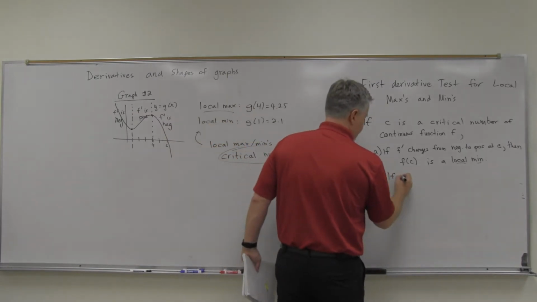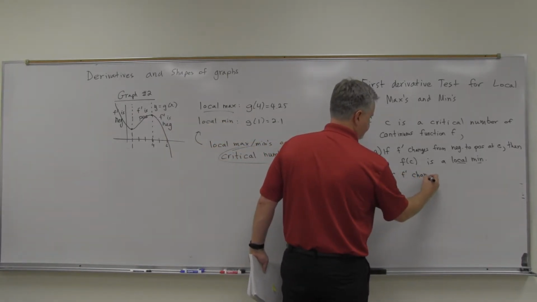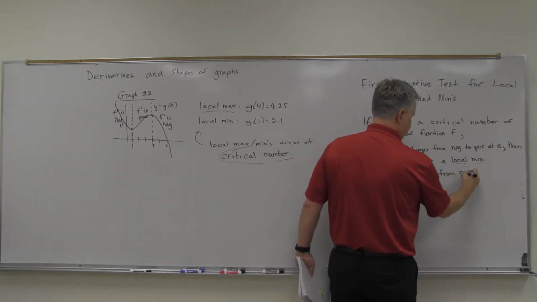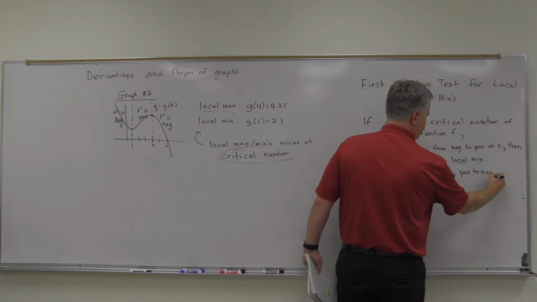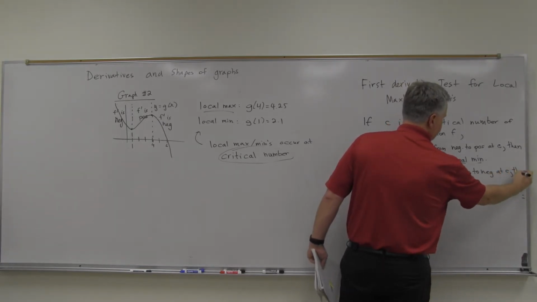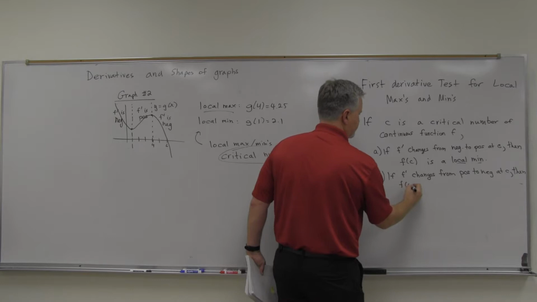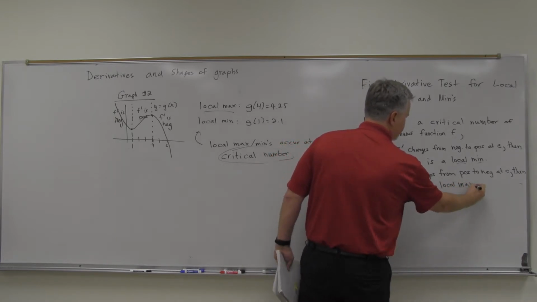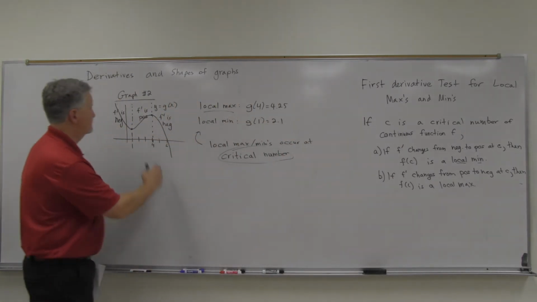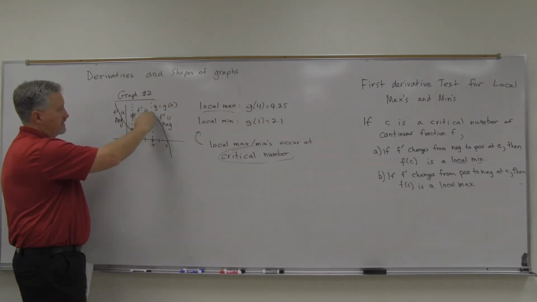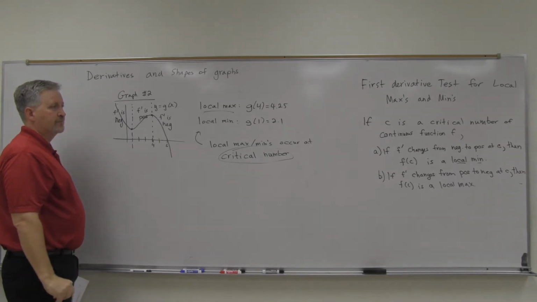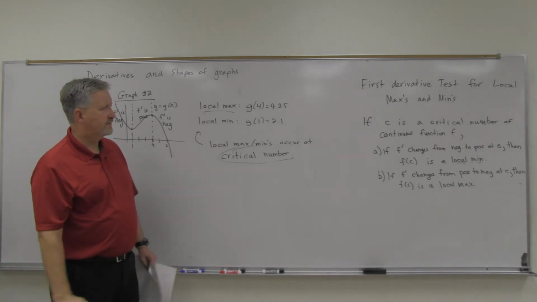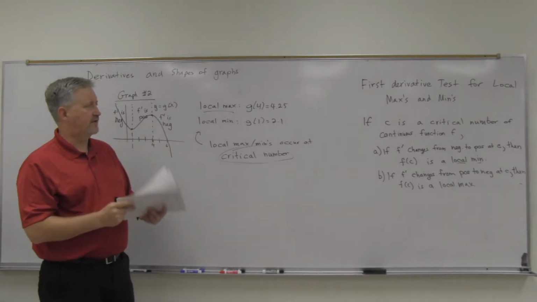Well, if it does the reverse, if f prime changes from positive to negative at C, then f of C is a local max instead. It's a local maximum. So it changes from positive to negative, you got a maximum there. Now, I was kind of hesitating to show you this, but let me show you this.